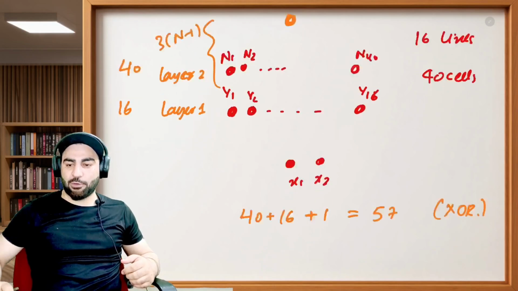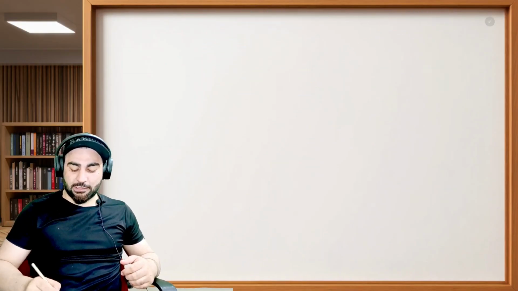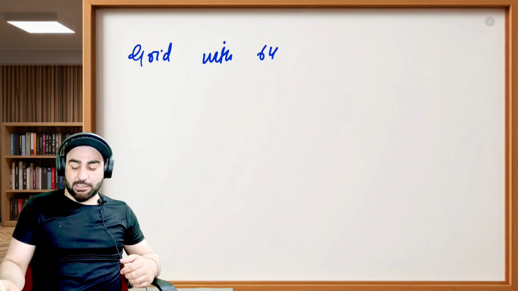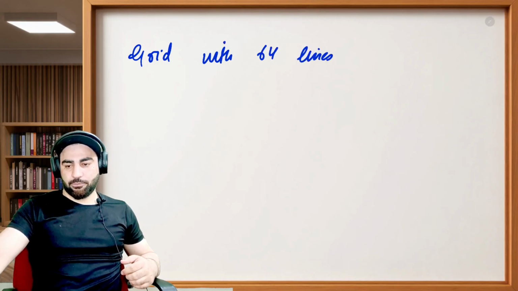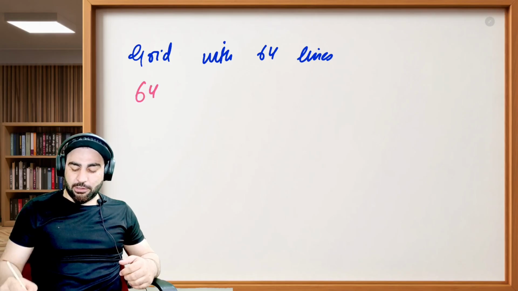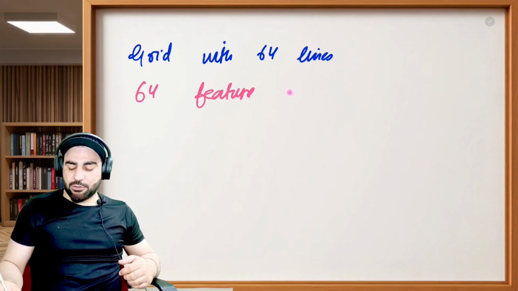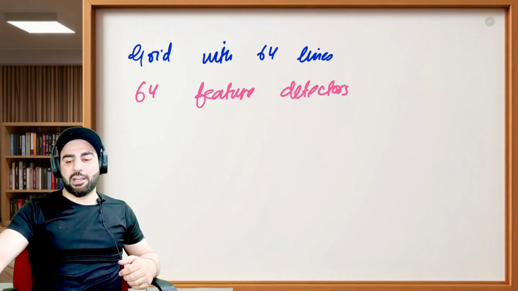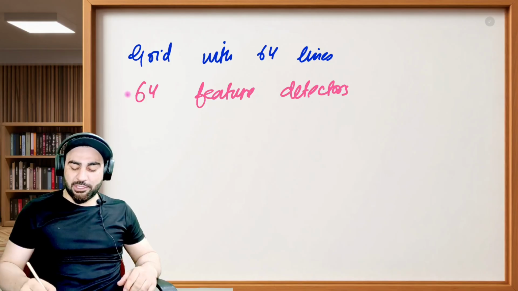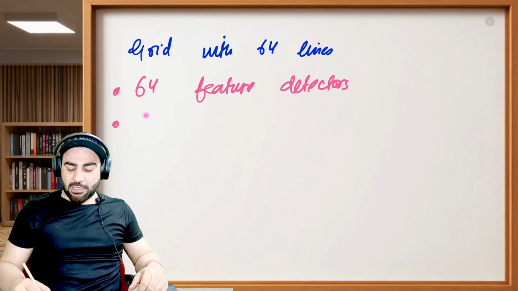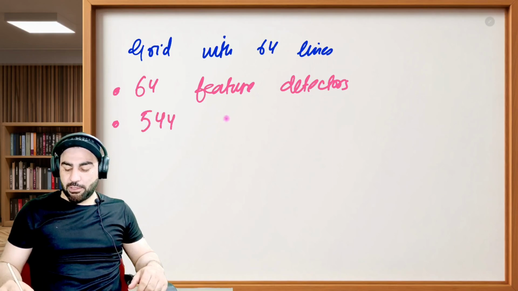Let's suppose you have to form a grid with 64 lines. We'll do this treatment. If you have 64, you should have 64 feature detectors. What is the meaning of that? It means you should have these many lines, and after that you have these checkered cells. How many cells are active there? How many checkered cells are there which are filled? That will be 544. 544 checkered cells or active cells.